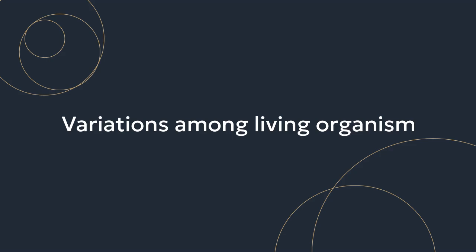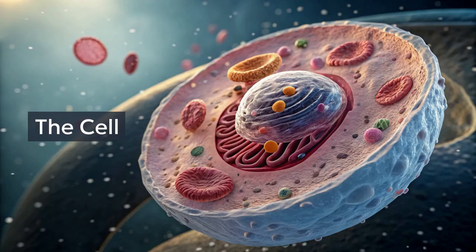Now, there are differences in the characteristics of living organisms. The way plants move is different from the way animals move. The way plants grow is different from the way animals grow. And we also possess some features that animals don't possess. The way we respond to stimuli is different from the way plants respond to stimuli.